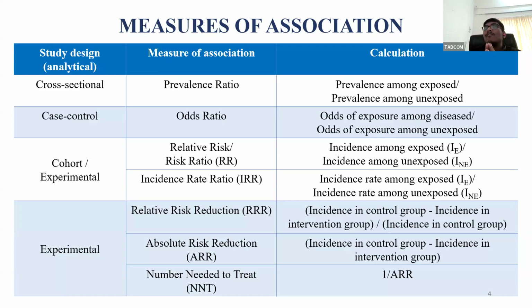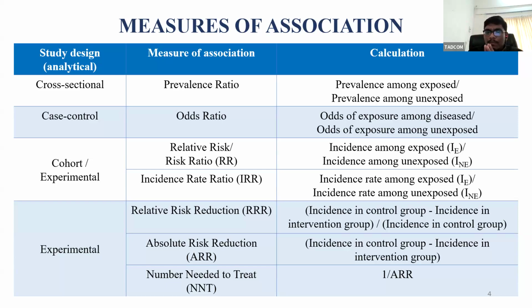What is the formula for odds ratio? I don't want to go in depth into the formula for each of these measures, but for odds ratio we will be formulating a 2x2 table. On the row side we will have the exposure, and on the column side we will have the disease. So disease present, absent in columns, and exposure present, absent in rows. The odds ratio will be given by the formula AD by BC. So till now we know these things.